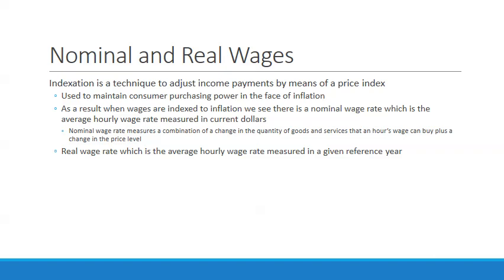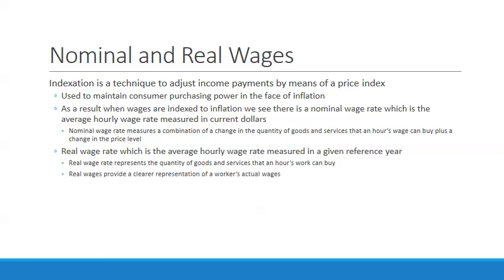The real wage rate, on the other hand, is the average hourly rate measured in a given reference year. So this is that constant dollar amount. And the real wage rate represents the quantity of goods and services that an hour's work can buy. Real wages provide a clear representation of a worker's actual wages, because it's inflation adjusted. So this gives us an idea of what we can really purchase, as opposed to what we can purchase based on price levels.